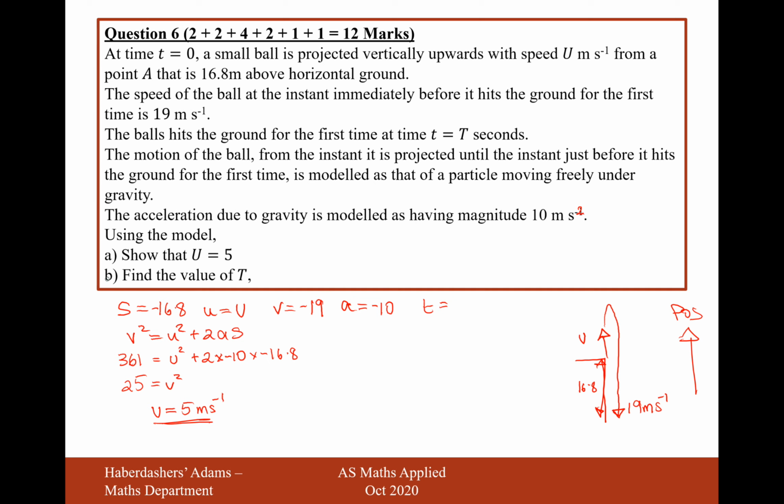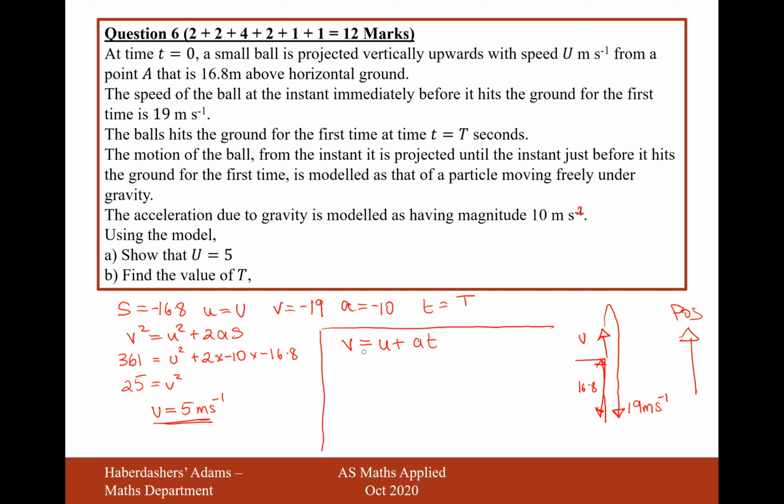Moving on to part B, find the value of T. The value of T is going to be when it hits the ground for the first time. Given that we now know u is 5, let's use the most basic of the SUVAT formulae, v equals u plus at.